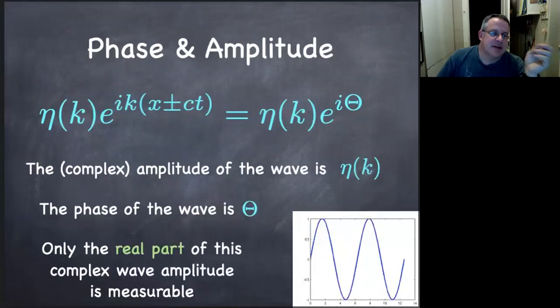Okay, phase and amplitude. The amplitude is this part out front, the eta, which is a function of k. You can think of it as, for each given k, you get a number here, or a complex number. The phase of the wave is theta, which is this whole thing in there, kx minus omega t, or kx minus ct. When the phase goes from 0 to 2 pi, you reset.